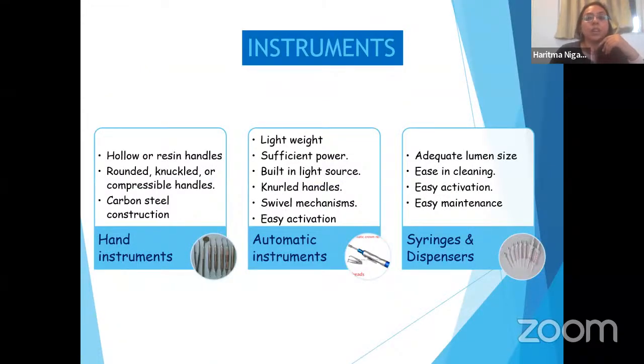The instruments which are used in our clinics should have certain properties. They should be lightweight, have certain parts, and be easy to activate. Apart from that, they should be easier to maintain. It is seen in a survey that the weight should be a minimum of 15 grams. Otherwise, what will happen if it is more than 15 kg? Your muscles may get fatigued and there will be loss of interest in your work. You yourself get tired fast.